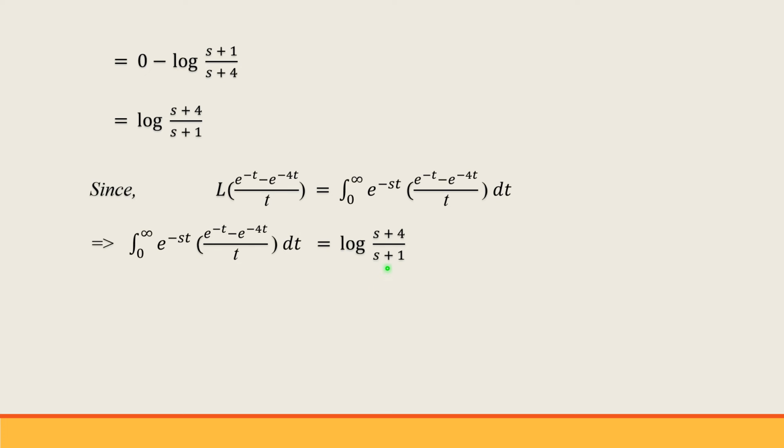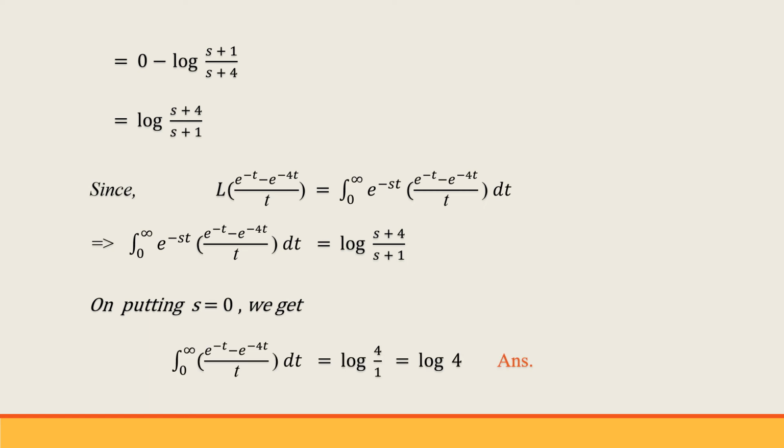Now, we have to find the integral from 0 to infinity of (e^(-t) minus e^(-4t)) by t dt, as we do not want the e^(-st) term in our integration. So, if we put s equal to 0 in this equation, we get our desired result. That is, the integral from 0 to infinity of (e^(-t) minus e^(-4t)) by t dt equal to log 4.